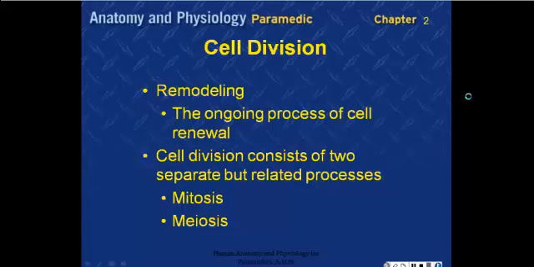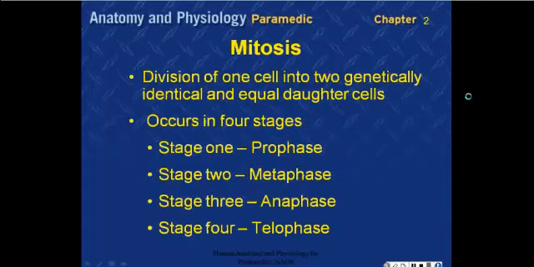Cell division. Cell division has a couple of different things we need to look at here. One is remodeling, which is the ongoing process of cell renewal. There are two separate related processes for cell division: one is mitosis and one is meiosis. In mitosis, that's the division of one cell into two genetically identical and equal daughter cells. It occurs in the four stages of prophase, metaphase, anaphase, and telophase.